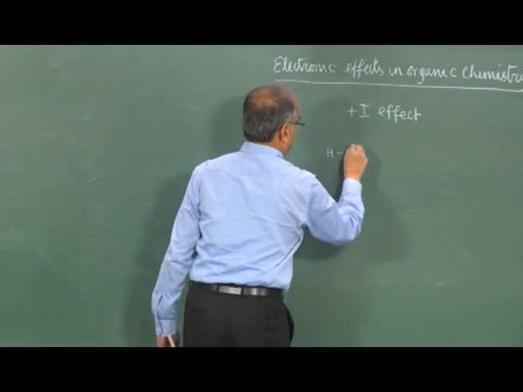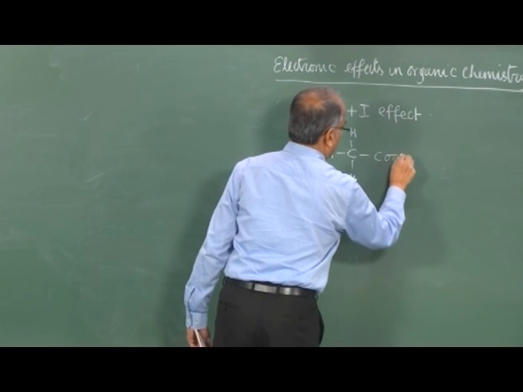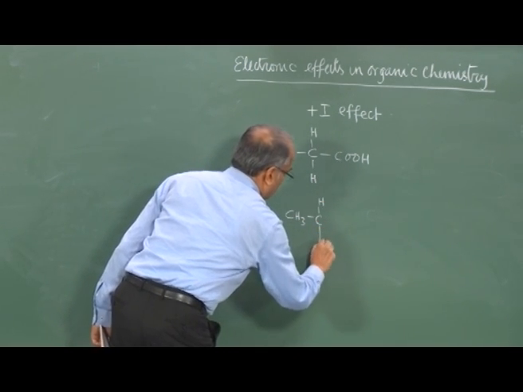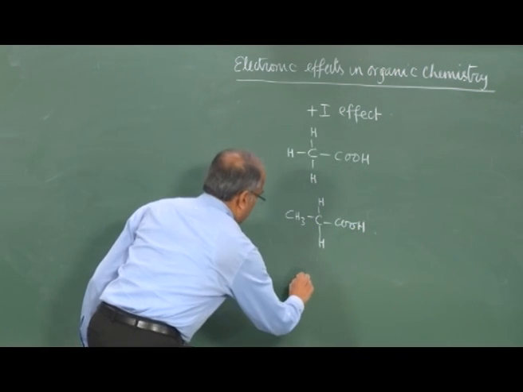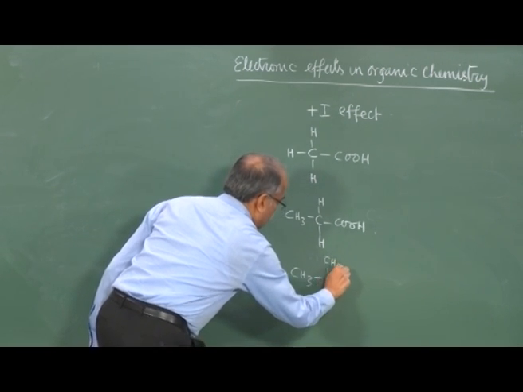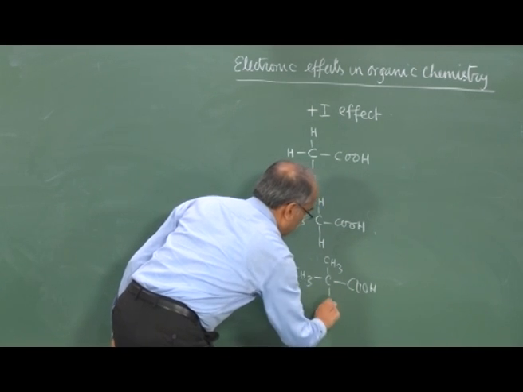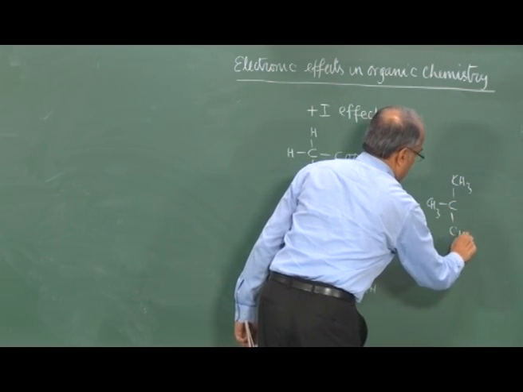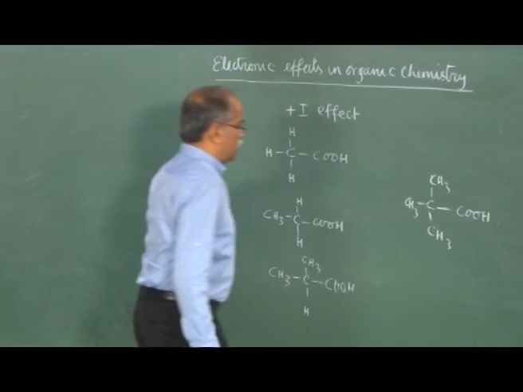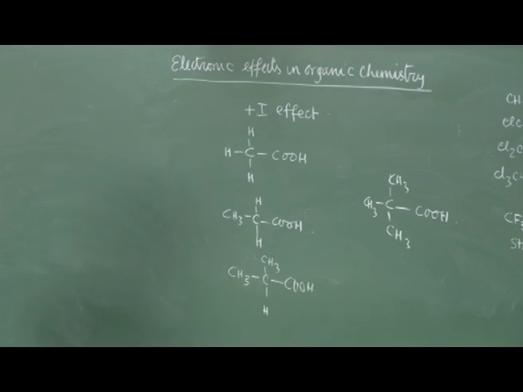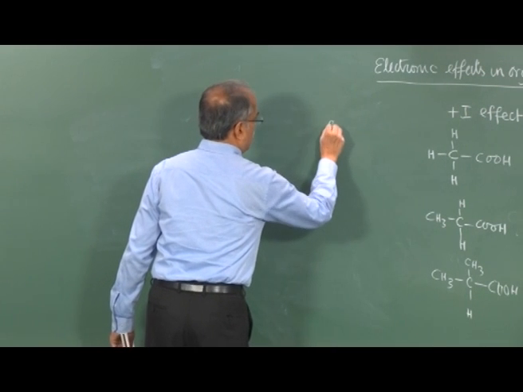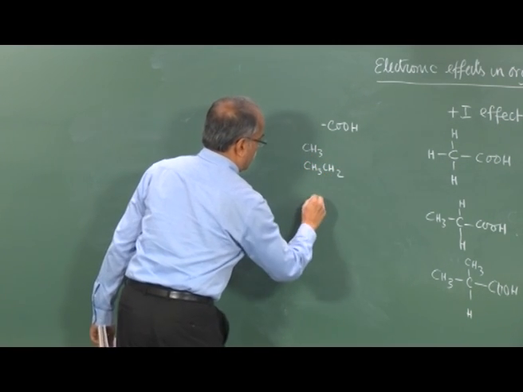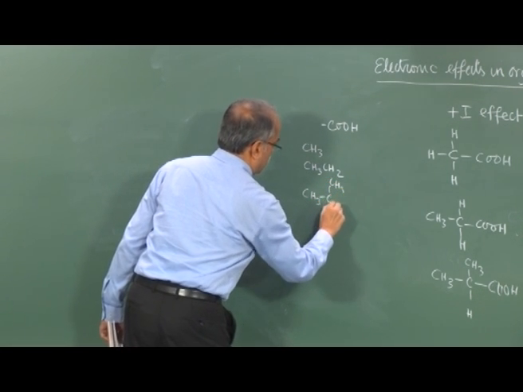One can also have plus I effect, let us say for example acetic acid, propanoic acid, next homolog series isobutyric acid, and finally tertiary butyl carboxylic acid, which is this particular carboxylic acid. Just like chlorine was showing the minus I effect, the alkyl groups, namely the commonality is COOH. What is attached to the COOH is methyl, ethyl, isopropyl, and tertiary butyl.